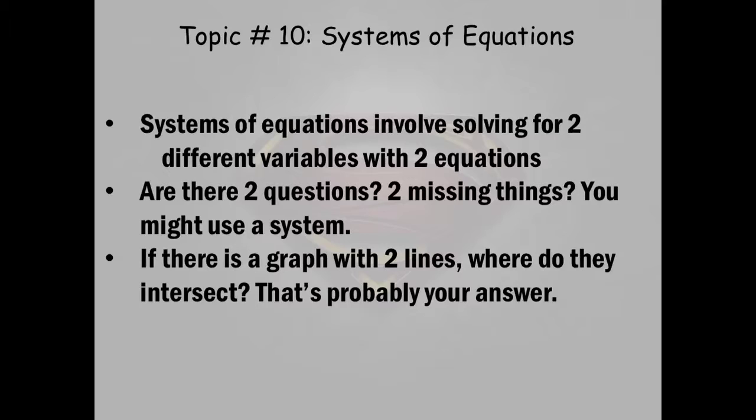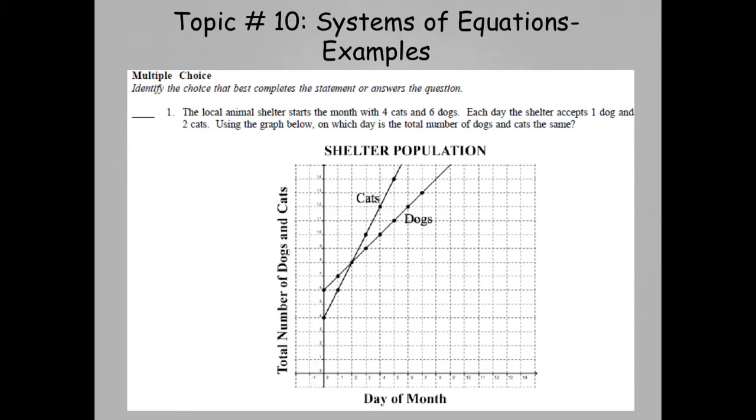Systems of equations involve solving for two different variables with two different equations. So systems means more than one equation: two variables, two equations. What you want to look for first is, are there two unknowns? Are there two things missing? That means use a system. Now, algebra students, we learned lots of different ways to solve a system: elimination, substitution, or graphing. But on FCAT, there's often a graph with two lines, so the main way to solve this is right here. Is there a graph with two lines, and where do they intersect? That's probably your answer.